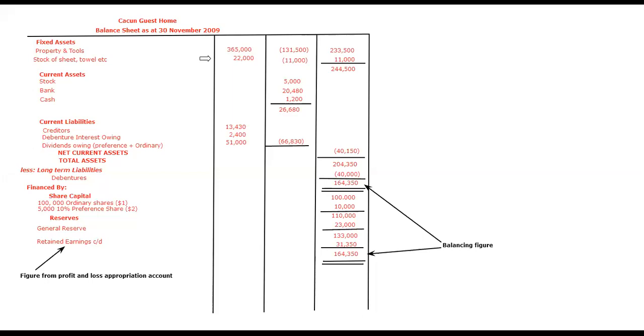We have the at cost value here, 365,000, and 131,500 for the provision. That was the 22,000 for this year's depreciation, plus the existing balance that we had previously. Next up, we had current assets of stock. This was the stock of breakfast items. There was also bank and petty cash, so that's our current assets.